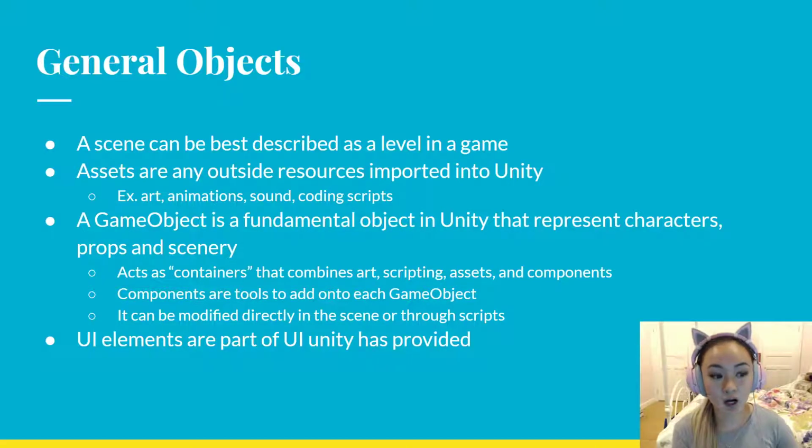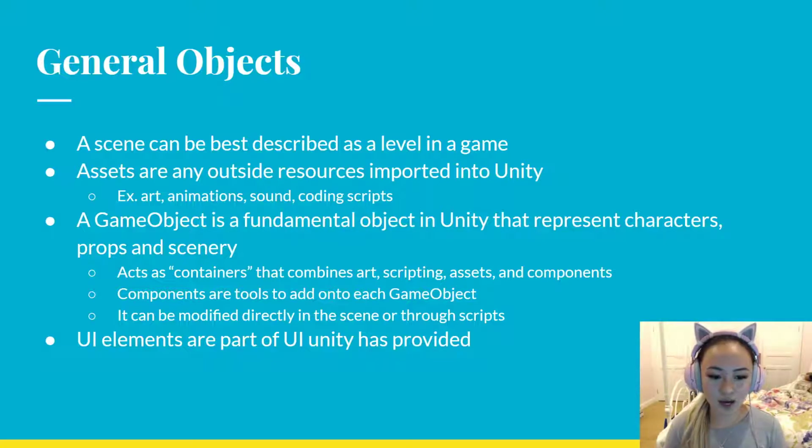So here are some general objects in Unity. A scene can be best described as a level in a game, and assets are any outside resources imported into Unity. It includes art, animation, sounds, coding scripts, you name it, anything imported is an asset. Also, they could be ones that you've made, or you can just get them through the asset store. A game object is a fundamental object in Unity that represents characters, props, and scenery. They generally act as containers that combine art, scripting, assets, and components. You put all of those together and you'll make one game object.